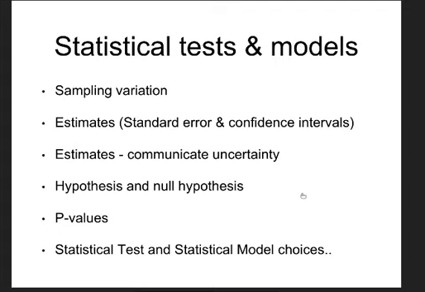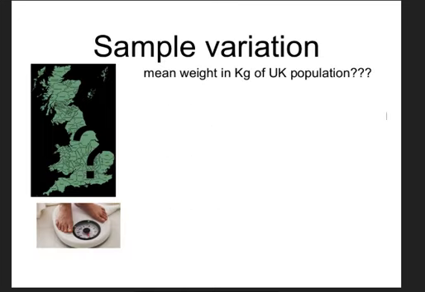So, statistical tests and models. I'm just going to remind you about sampling variation, talk about why we need standard error and confidence intervals, and how they communicate uncertainty. Talk a bit about stats tests, not specifically mentioning any, and how they use p-values, and then talk about how you choose stats tests. That's massive, so this is going to be brief, okay, right?